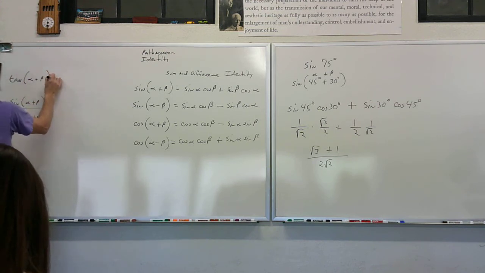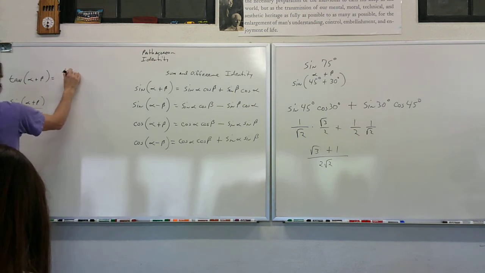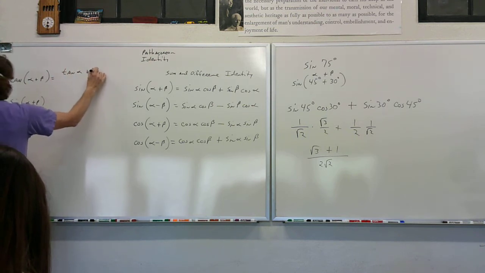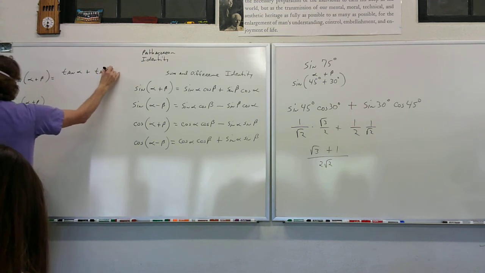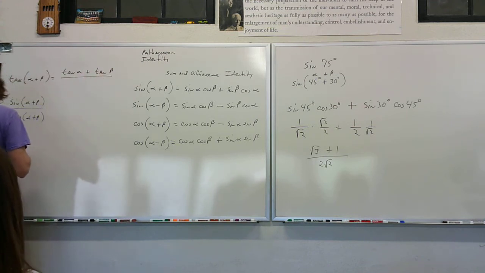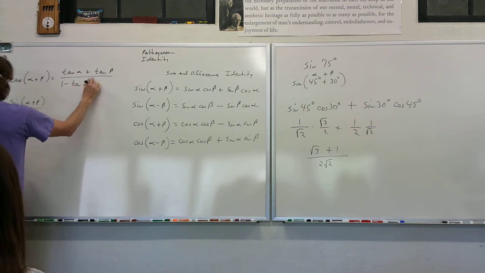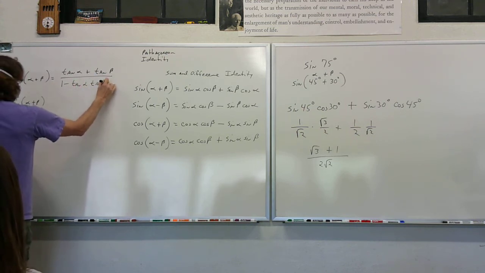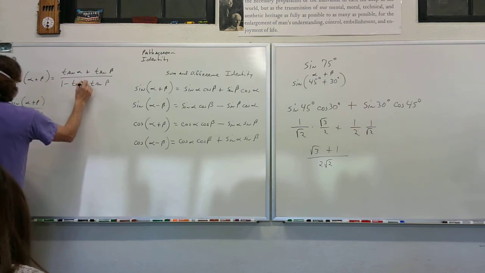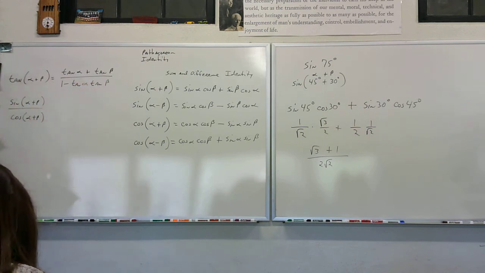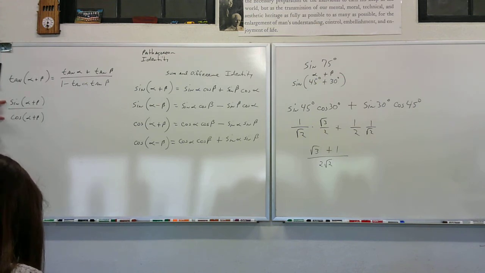Tangent of alpha plus beta equals tangent alpha plus tangent beta over 1 minus tangent alpha tangent beta. Hey folks, by the time I memorize that, I might be better off just doing what I suggested. I think doing it this way may be better than knowing that.